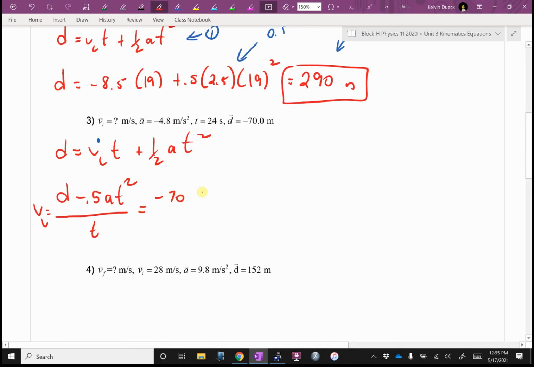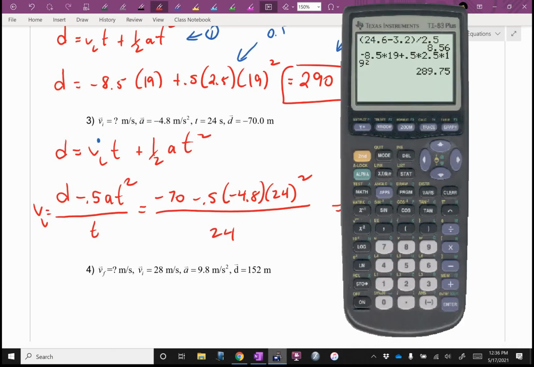Negative 70 minus 0.5, negative 4.8, 24, Spencer, don't forget the squared, divided by 24. Is this a fraction? More than one thing on the top. I have to put brackets around the top. Negative 70 minus 0.5 times negative 4.8 times 24 squared. Close off the top, divided by 24. I got a typo here.